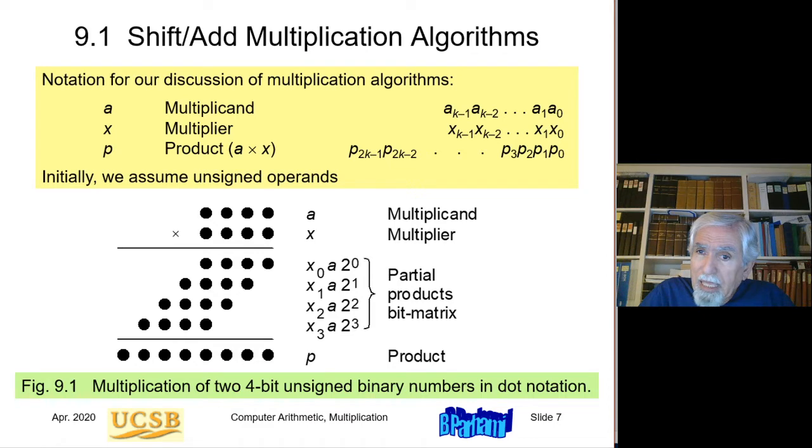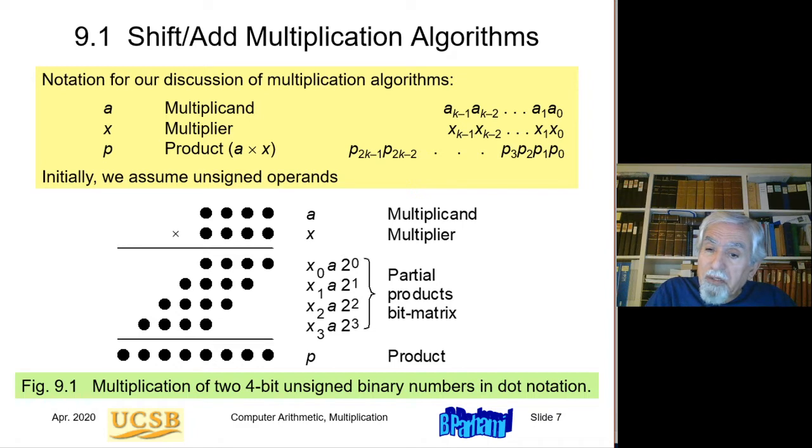Now, A and X, the multiplicand and multiplier, are k-bit numbers. The product is double the width, 2k-bit in width. So a 4-bit number multiplied by a 4-bit number gives you an 8-bit number. And the same relationship holds in other bases. For example, two 4-digit decimal numbers, when multiplied, produce an 8-digit decimal number as the product. So the product is always double the width, whether we do it in binary or other radices.